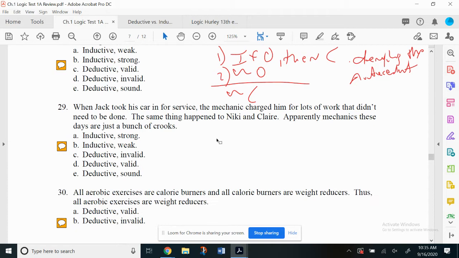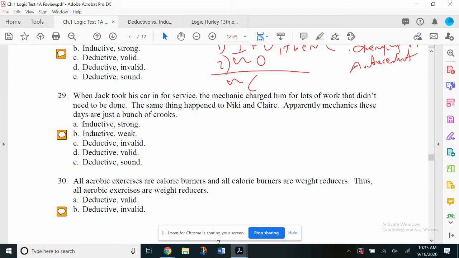29. You can look at this. 29B, inductive weak. You might say, well, that's inductive weak. How would you make it stronger? Instead of the same thing happening to Nikki and Claire, how about the same thing happening to thousands of people, let's say? Then you somehow make it strong, okay? Otherwise, it's weak. You're only looking at two people. So the answer, 29B, inductive weak.